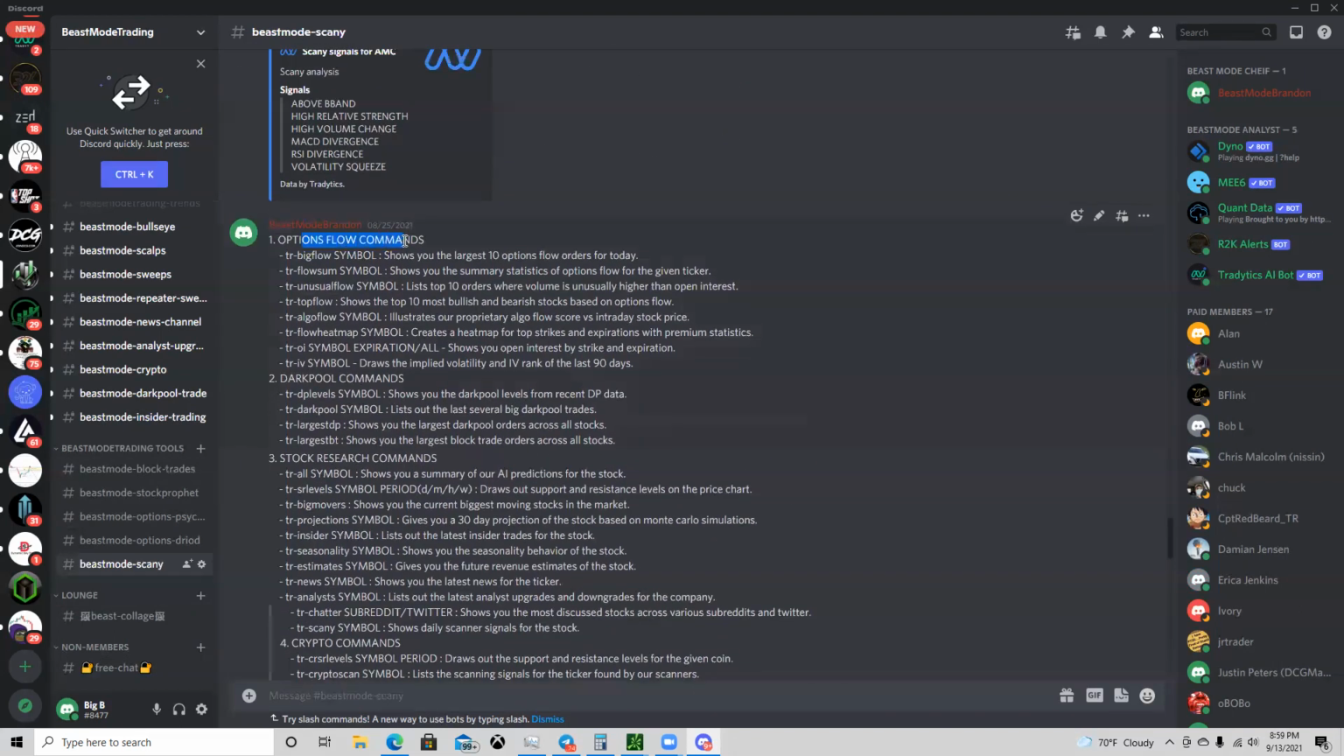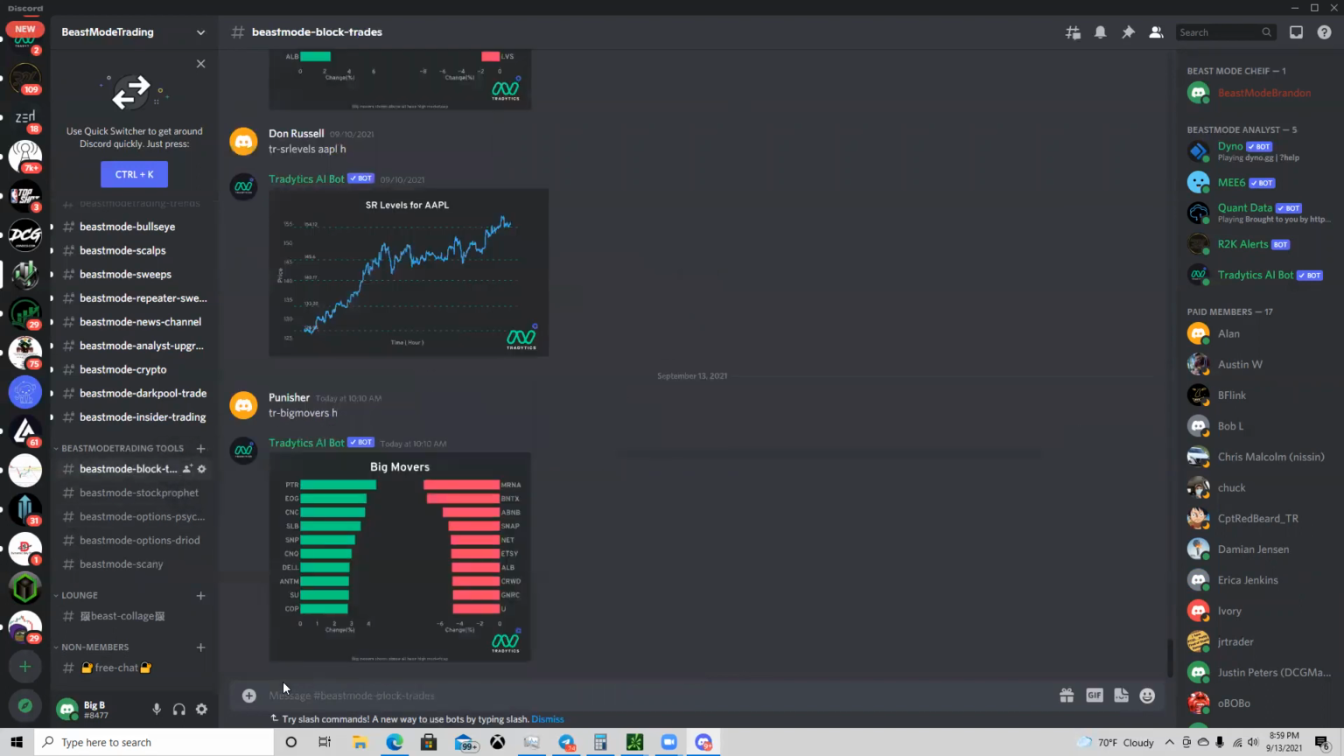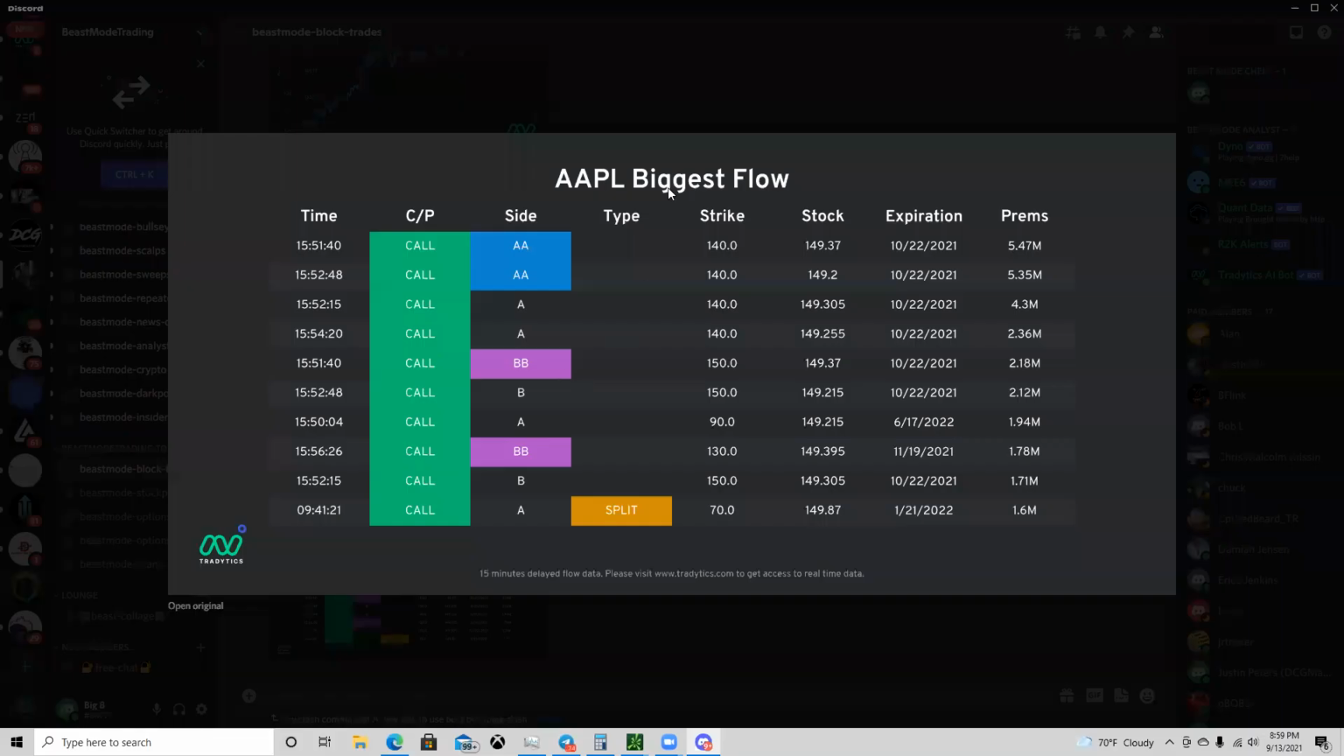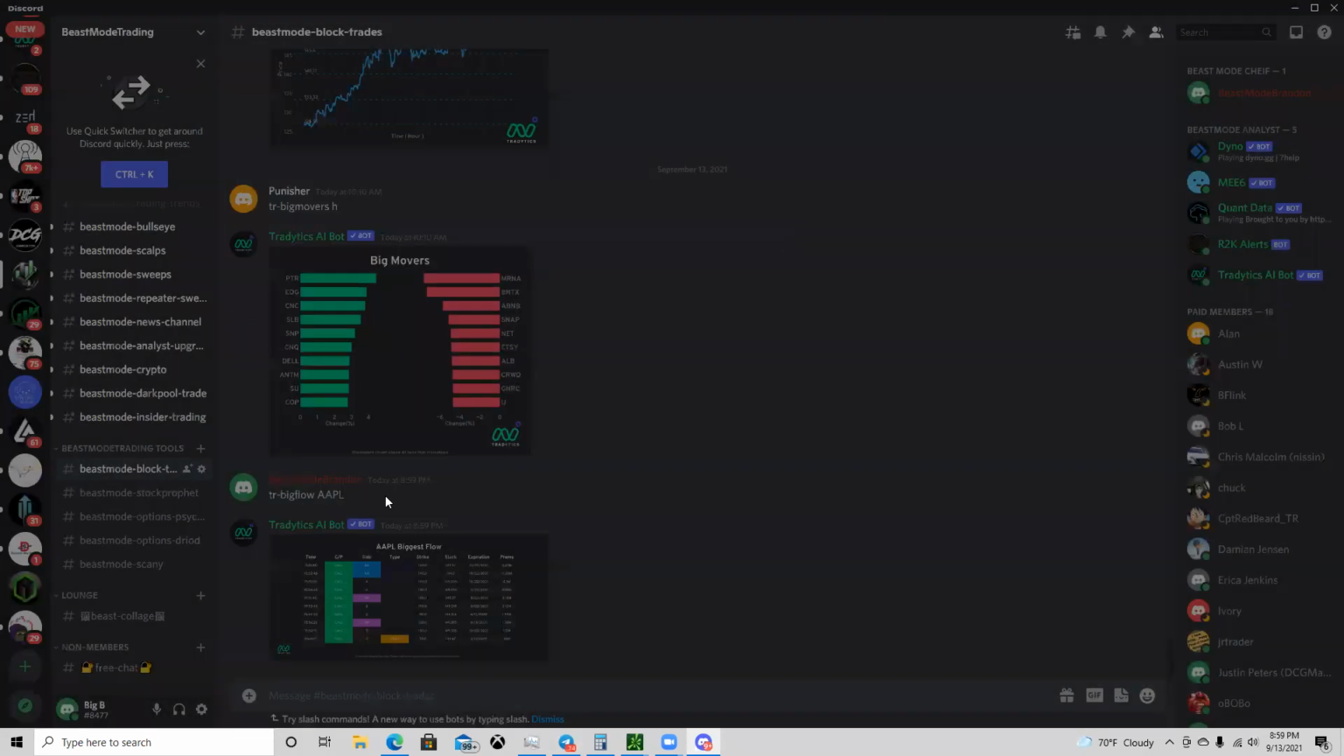You could look for options flow, and it's self-explanatory. What you do is you copy this right here, then paste it in the Beast Mode block trades, erase this symbol, and we'll type in Apple right now. So let's see what Apple says. Then see what comes up. Apple's biggest flow, they're all calls. The double A's are very strong. It shows you the strike, the expiration, and how much money is being spent. Someone just put in $5.5 million for a call trade. So let me ask you this: if someone is risking $5.5 million, I'm willing to risk a couple hundred. Are you? Absolutely. That's what the smart money's doing in that situation.